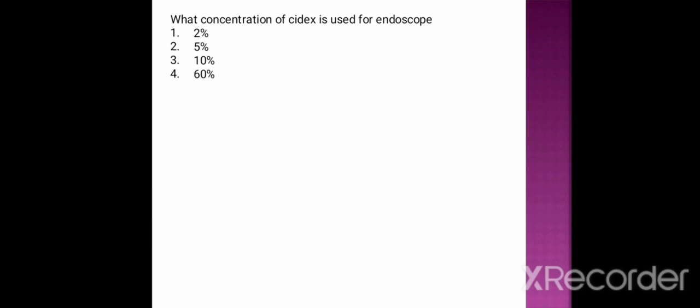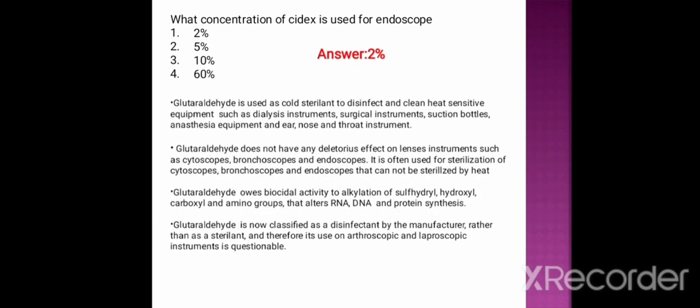Next, what concentration of Cidex is used for endoscope? Option 1, 2%, option 2, 5%, option 3, 10%, option 4 is 60%. And the correct option is 2%. Glutaraldehyde 2%. Glutaraldehyde is used as Cidex.